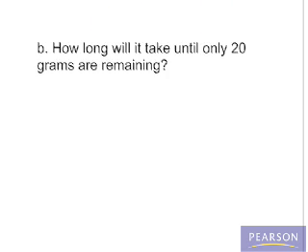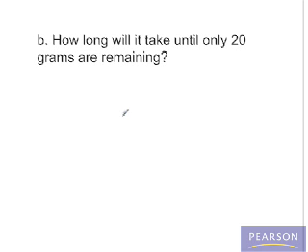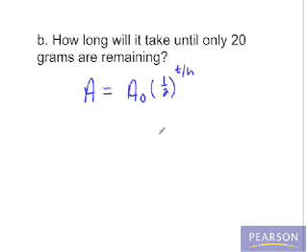Part B, how long will it take until only 20 grams are remaining? So we'll start with the same formula. A equals A sub 0 times 1/2 raised to the T over H power. And now we're going to be solving for T. How long will it take for only 20 grams to remain? So our final amount will be 20 grams.